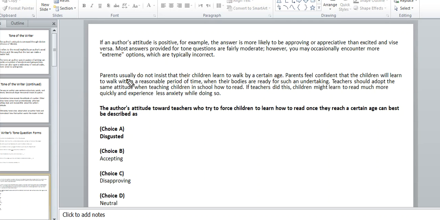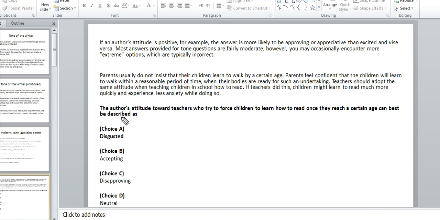Okay. Parents usually do not insist that their children learn to walk by a certain age. Parents feel confident that the children will learn to walk within a reasonable period of time when their bodies are ready for such an undertaking. Teachers should adopt the same attitude when teaching children in school how to read. If teachers did this, children might learn to read much more quickly and experience less anxiety while doing so.